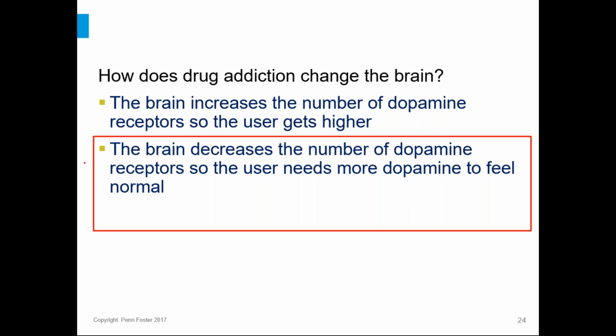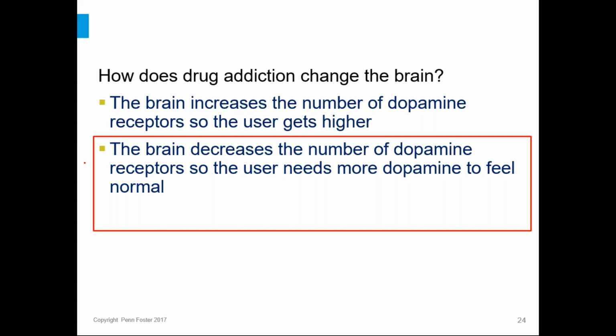So it decreases the number of receptors, and that means that normally when your brain is producing normal amounts of dopamine, it's not enough, and the brain feels messed up because it doesn't have the normal amounts of dopamine. So they feel sick, they feel depressed, it's not good.